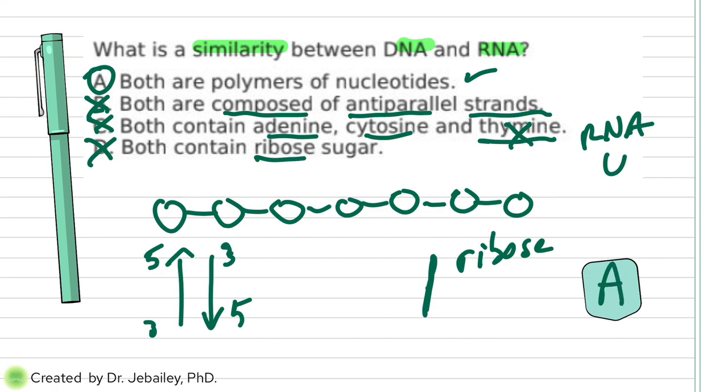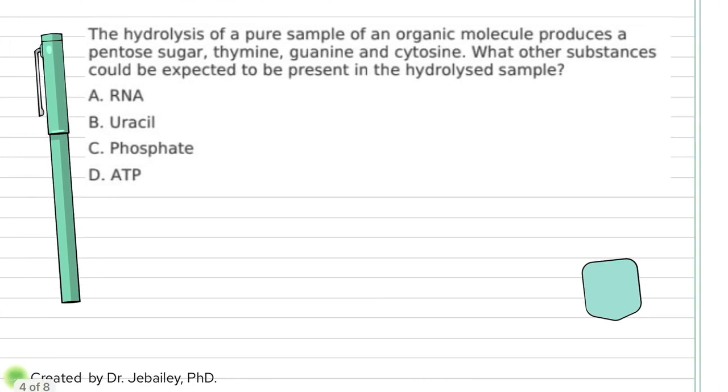So for this kind of information, you have to go back to 2.6, and you really have to memorize and know the information on DNA and RNA structures. Moving on to the next question here. We have hydrolysis of a pure sample of an organic molecule. We don't know exactly which organic molecule they're talking about, but it could be anything from carbs, lipids, proteins. But the word hydrolysis here means that you are breaking something down.